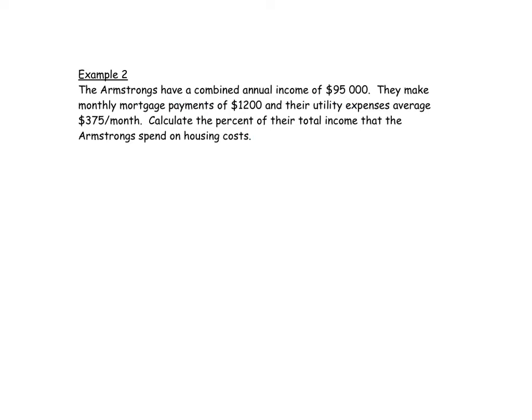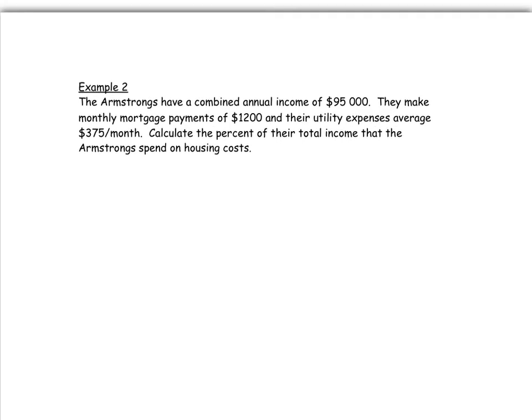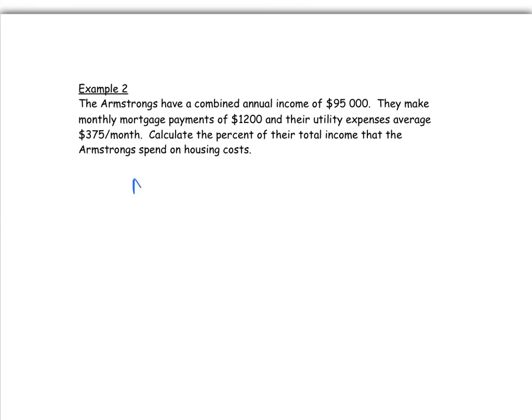The next example says the Armstrongs have a combined annual income of $95,000 and they make monthly mortgage payments of $1,200. Their utility expenses average $375 a month. Calculate the total percent of their total income that they spend on housing. So first, let's figure out how much they spend on their mortgage annually.